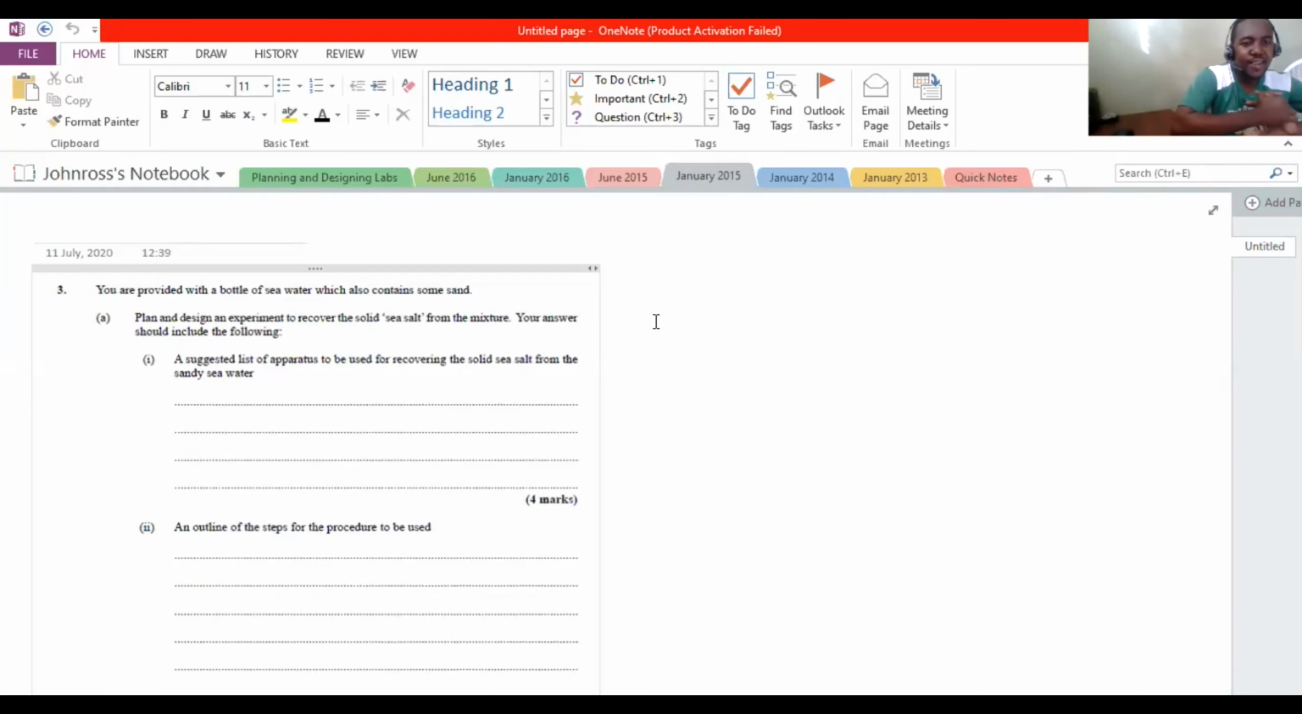All right, so this one I'm giving you. So this one is no help from me, all help from you. So I'm not going to say anything because this is a topic that I discussed with you guys on the first lesson. So it should be easier for you to do this. So it says you're provided with a bottle of seawater, which also contains some salt. You're going to plan an experiment to recover the solid sea salt from the mixture. So we need the salt from our sea salt with the mixture of sea salt and sand.